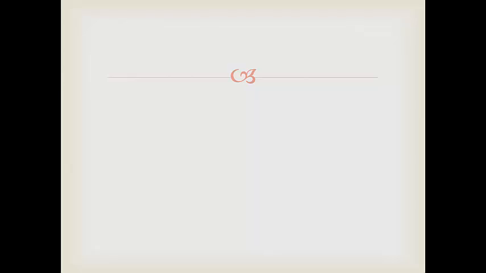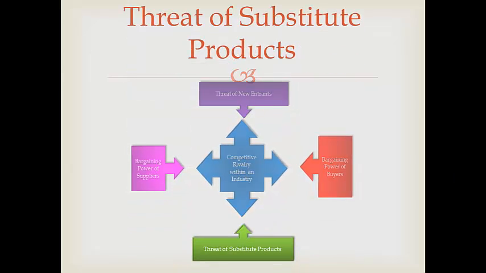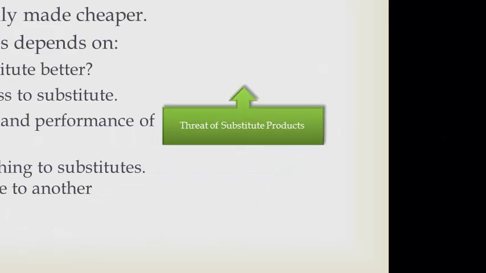The next topic of discussion will be the threat of substitute products. The threat of substitute product basically entails how easily a product or service can be substituted, especially made cheaper. Threat of substitutes depends on quality. Is the substitute better? Are buyers willing to buy the substitute? The relative price and performance of the substitute. And finally, the cost of switching to the substitute. Is it easy to change to another product?